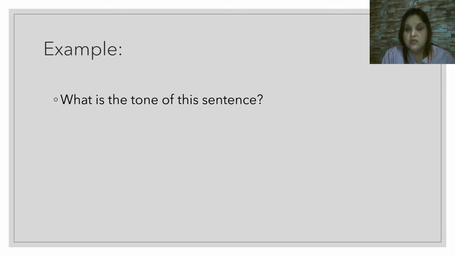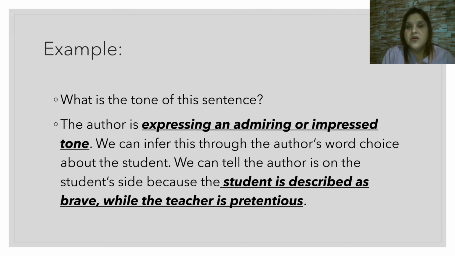So, what is the tone of this sentence? The author is expressing an admiring or impressed tone. We can infer this through the author's word choice about the student. We can tell that the author is on the student's side because the student is described as brave while the teacher is pretentious. When you say pretentious, the teacher is pretending that he is intelligent.